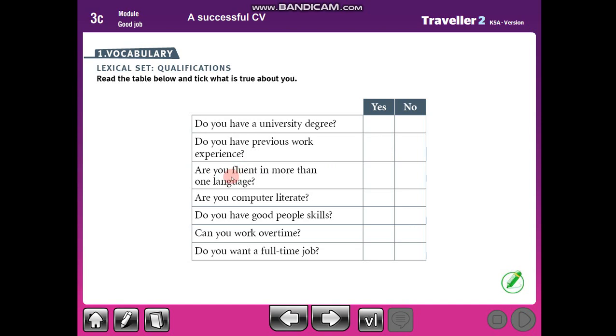Another question, are you fluent in more than one language? If you can speak more than one language, Arabic, English, French, and so on, you will choose yes. If you can't, you will choose no. And so on. You answer these questions according to your experiences.